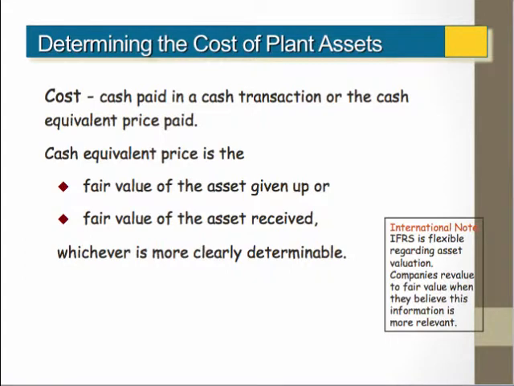So when we say cost, how do we determine cost? Well, the cost of an asset is the cash paid in a cash transaction or the cash equivalent price paid. So in other words, it's what we paid for it, or if we gave up another asset, we have to look at the fair value of the asset given up or the fair value of the asset received in order to determine what the cost is. If we're looking at the exchange of something other than cash, we have to figure out which one's easier to figure out: the fair value of the asset given up or the fair value of the asset received.